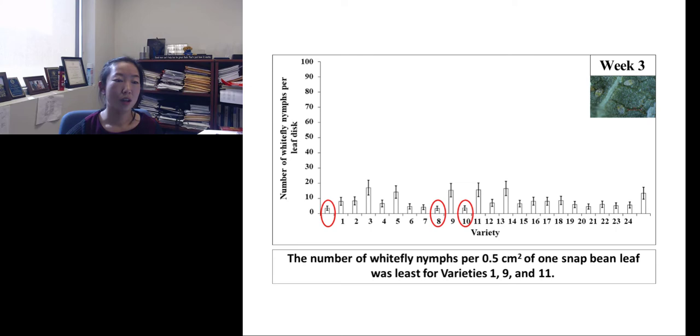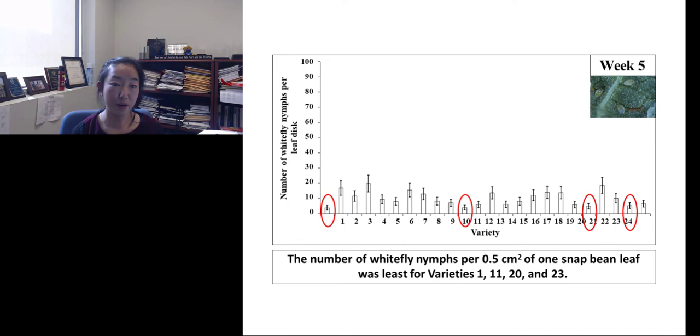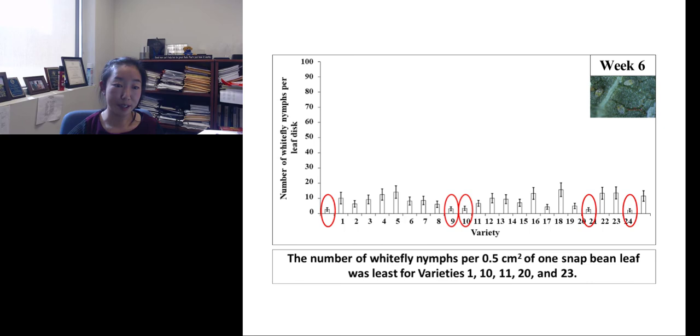So for week 4, we can see the number of whitefly nymphs was least for varieties 11, 12, 18, 19, and 23. For week 5, the number of whitefly nymphs per 0.5 square centimeter of one snap bean leaf was least for varieties 1, 11, 20, and 23. For week 6, varieties 1, 10, 11, 20, and 23 have the least number of whitefly nymphs, and they have been circled using the red circle.